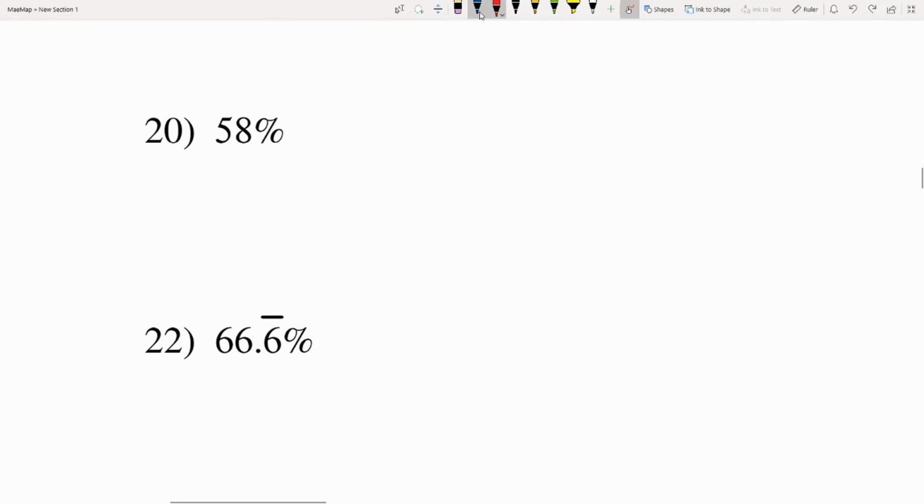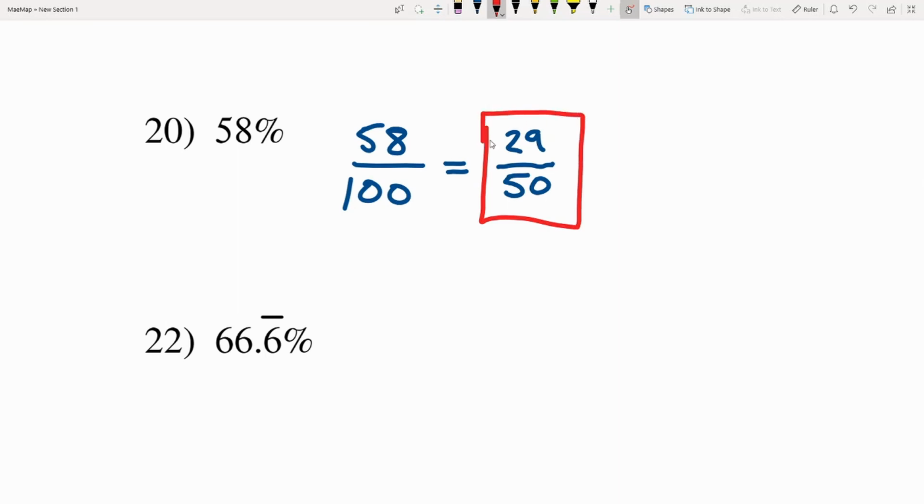In number 20, we have 58%, which is 58 over 100. Now, both of these are even numbers, and I know that even numbers are divisible by 2. So if I divide 58 by 2, I'll get 29. And if I divide 100 by 2, I'll get 50. Now, between 29 and 50, there's no numbers in common that divide both of them. Therefore, 29/50ths is my solution in number 20.